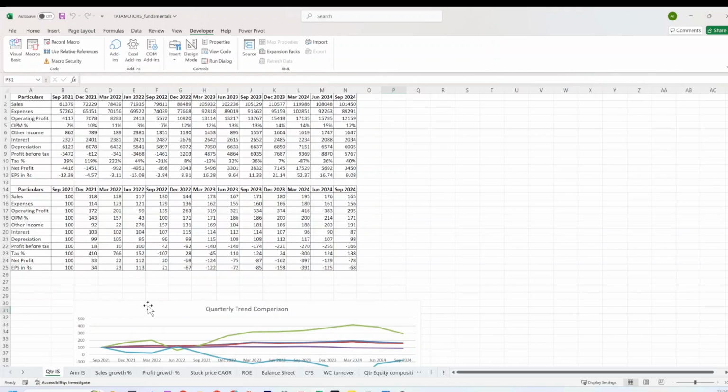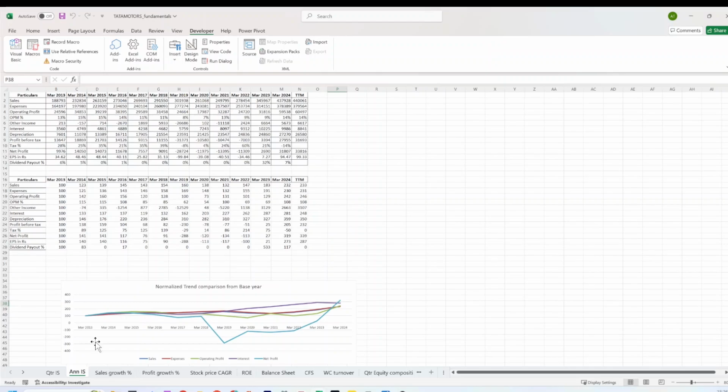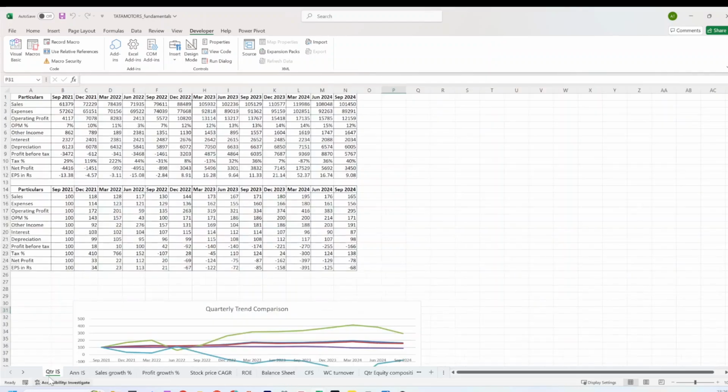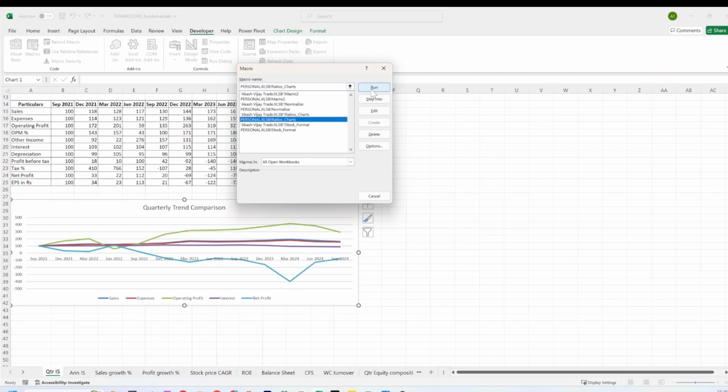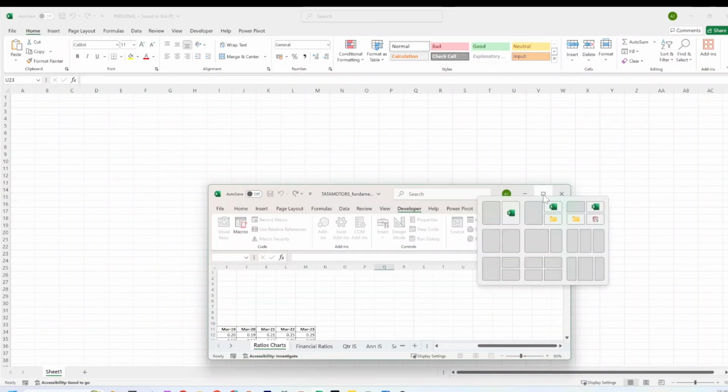So we'll run it. Great. This macro has prepared one more table in the quarterly income statement, one in the annual income statement and in the balance sheet, and also some charts to compare the trends. And our final step of the code is to run our last macro, which will prepare the financial ratios for us. Which one is ratios and charts? Let's run it. I think it's working very fast.